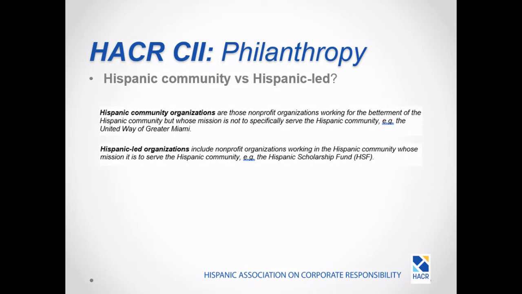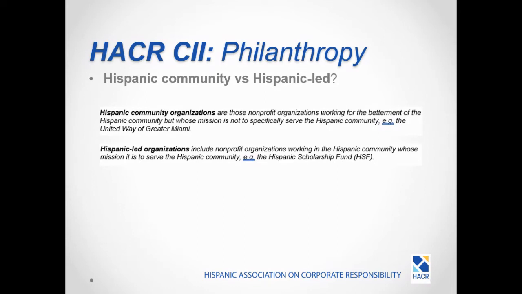Now we're in philanthropy. So one common question here is, what is the difference between Hispanic community and Hispanic-led organizations? Primarily, the difference between these two is who is leading the organization. Hispanic community organizations don't necessarily have to be led by Hispanics, though some of them can be. Our often go-to example is the United Way of Greater Miami. United Way is not a Hispanic-led organization, but the United Way of Greater Miami is in a community that has a large Hispanic population, and as such, it is an organization that serves the Hispanic community.